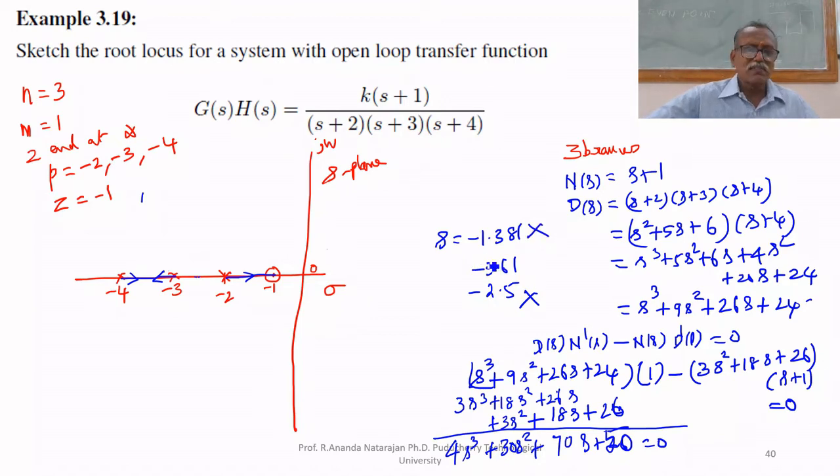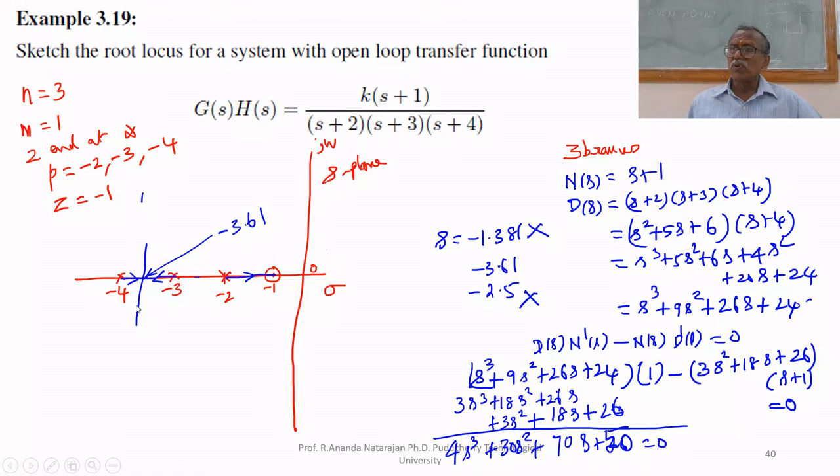But minus 3.61 is here. Therefore, minus 3.61 is the repeated root, and it is breaking away like this. Breaking away at minus 3.61. We found the breakaway point.